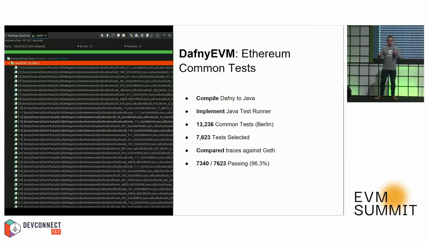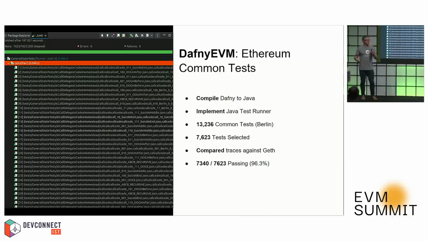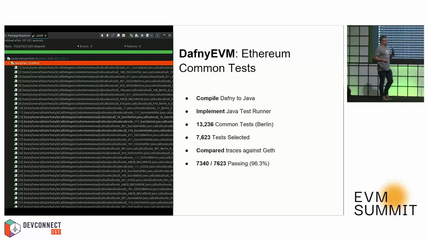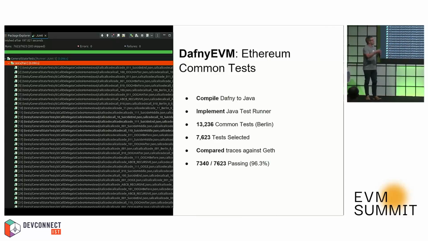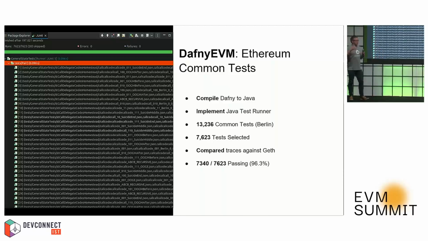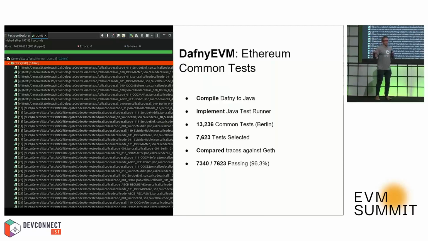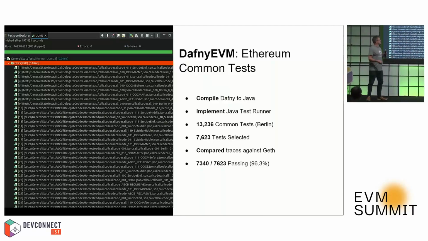Another reason is that we don't support everything. So, for example, we don't support type 2 contracts. There are certain precompiles that we don't support, and so on and so on. And so then we run that and we compare them against Geth. And so we're not just comparing the output, but we're comparing the state after each instruction is executed, the state of the stack, and so on, making sure it's identical. And so of the ones that we've selected, we've got about 96% passing.